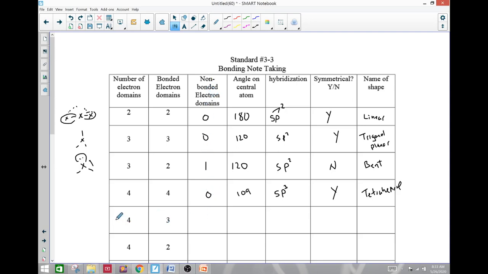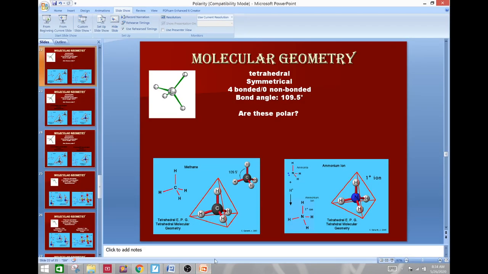So here we have an up, down, that's hard to see three-dimensionally. Now one of them's missing. We've got bonded, bonded, bonded, missing. So there's one unbonded pair. Will it be symmetrical? No. Let's go see what we got for our shape here.